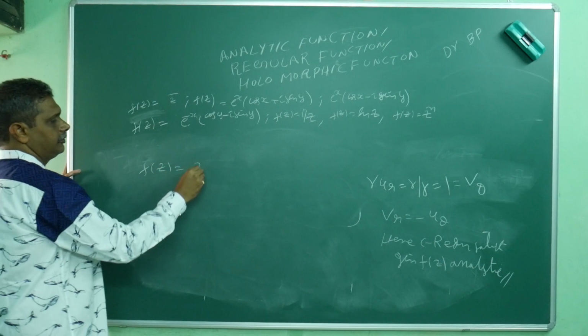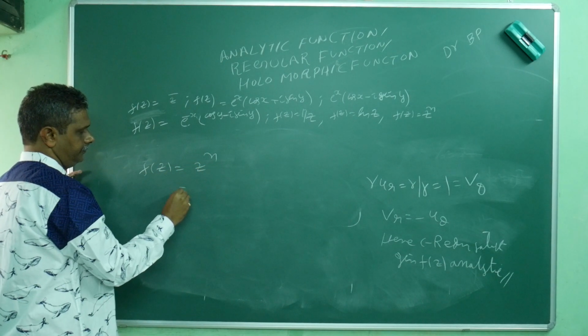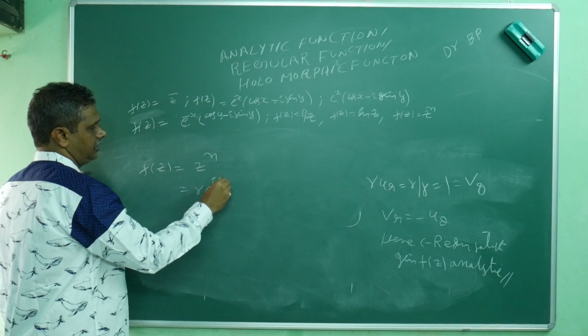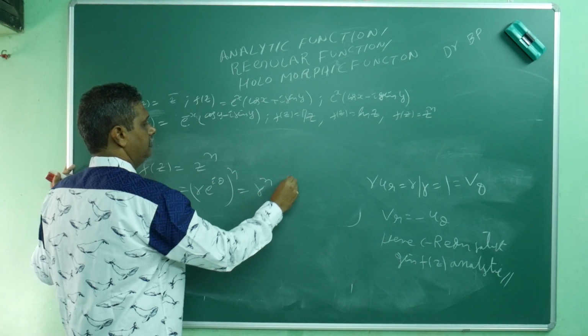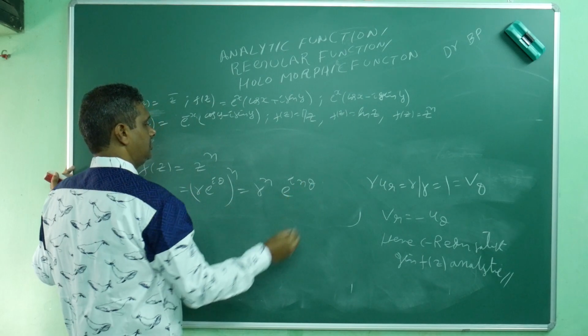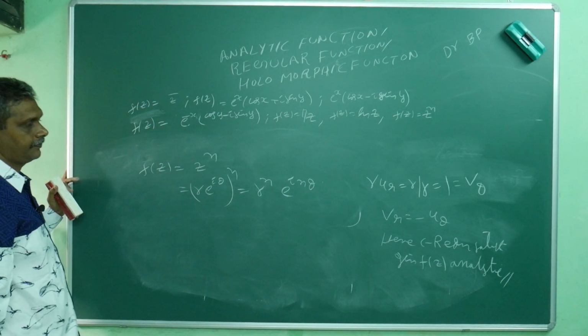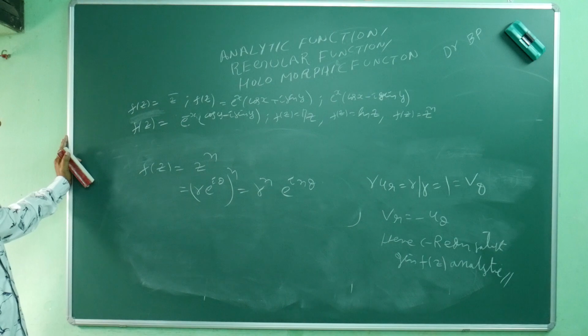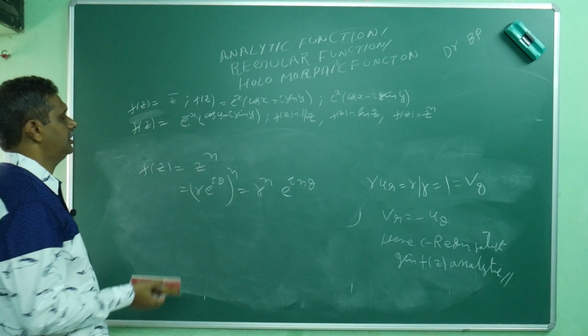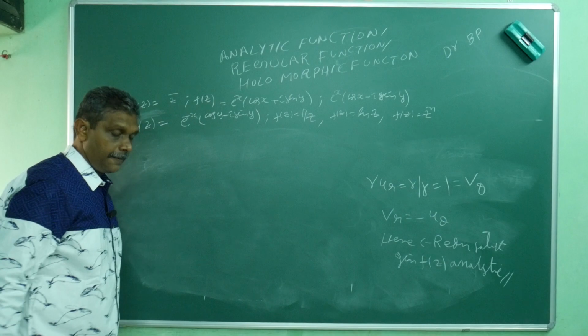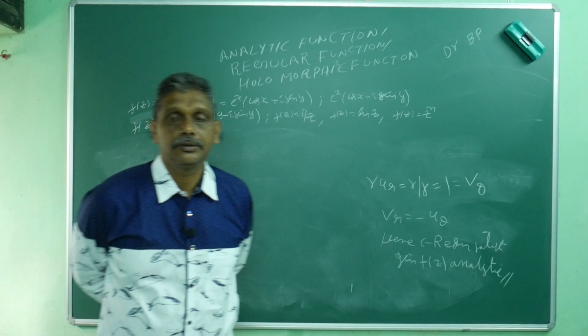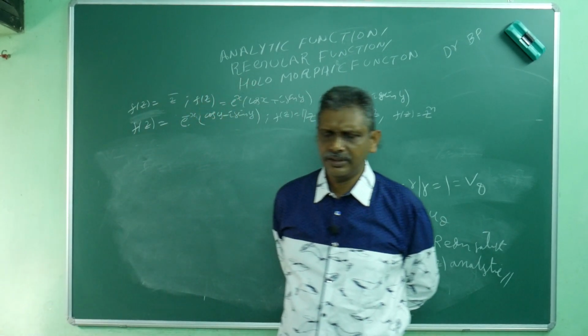f of z is equal to z power n. How will you write this? (r e power i theta) whole power n. This is r power n e power i n theta. Now we can write where r is equal to square root of x square plus y square, then do. So I am leaving it in your hands, try. So this is the way of doing. Somewhat we completed.